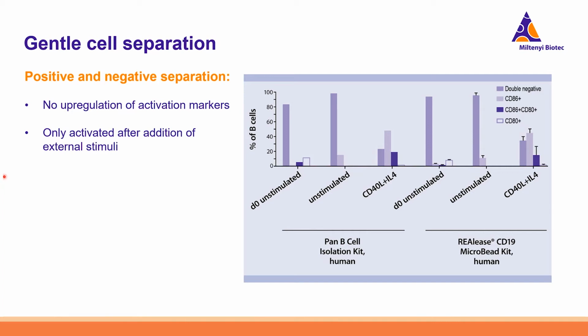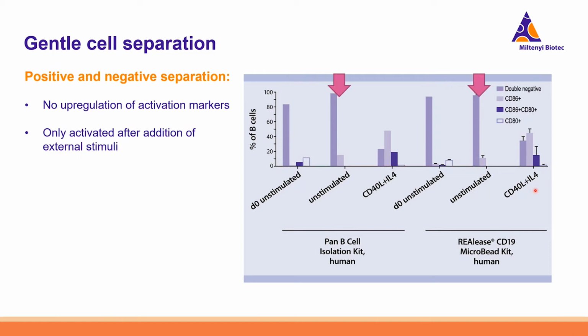It's also what you can find on our web pages and on all our materials, that this B cell isolation is really gentle. So we tested the positive and the negative separation of the B cells here with the Pan B cell isolation kit, and also here with the Release CD19 microbead kit. And you can really nicely see that the B cells after separation, no matter what technique you use, are really not activated. So we really tested for all the activation markers, CD86 and CD80, that are really important. And you see all of them look the same. So no matter if you're having untouched isolation or positive isolation.